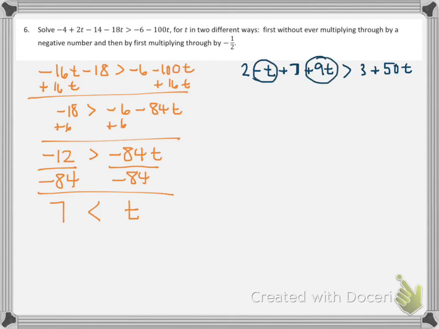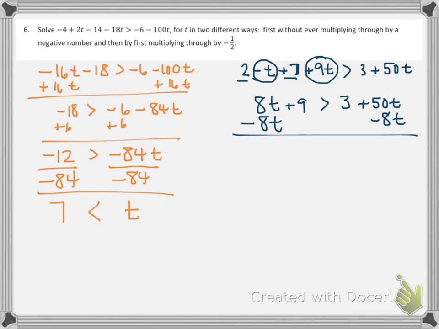Okay, and then if we go about combining like terms again, I've got negative 1t and a positive 9t. If I put those together, I get 8t. And then a positive 2 and a positive 7 gives me a positive 9. Is greater than, well, 3 plus 50t. And now if I get my t's all on one side, I can subtract 8t from both sides, and we get 9 is greater than 3 plus a positive 42t.